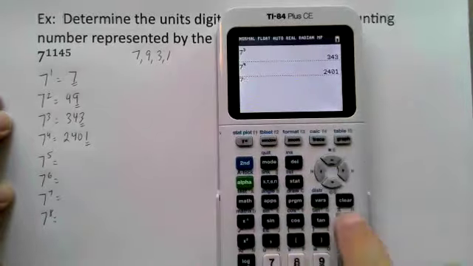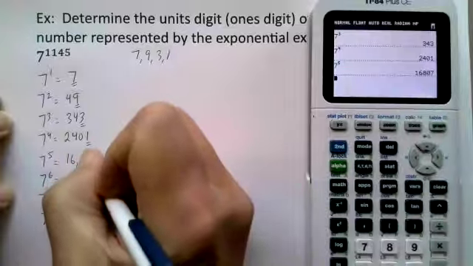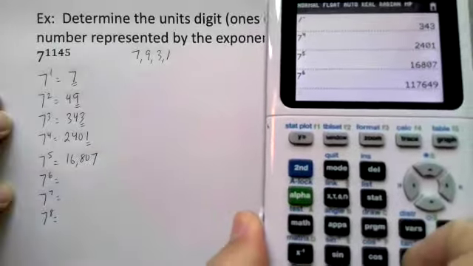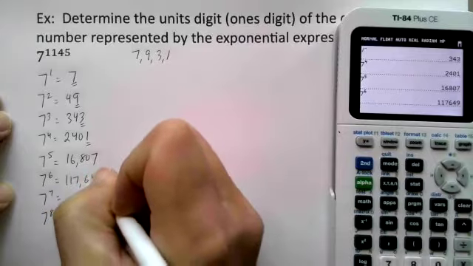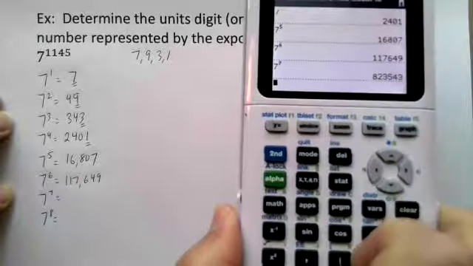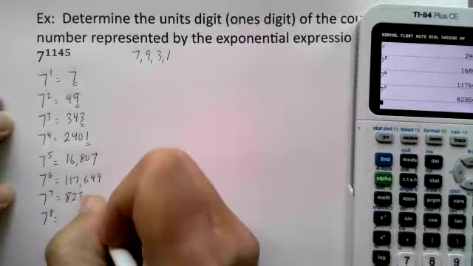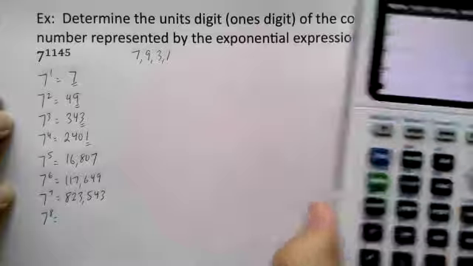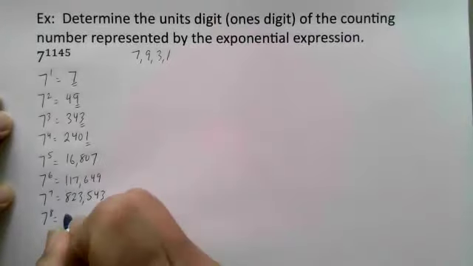What if I took 7 to the power of 5? 16,807. What if I took 7 to the power of 6? 117,649. What if I took 7 to the power of 7? 823,543. 7 to the power of 8. 5,764,801.